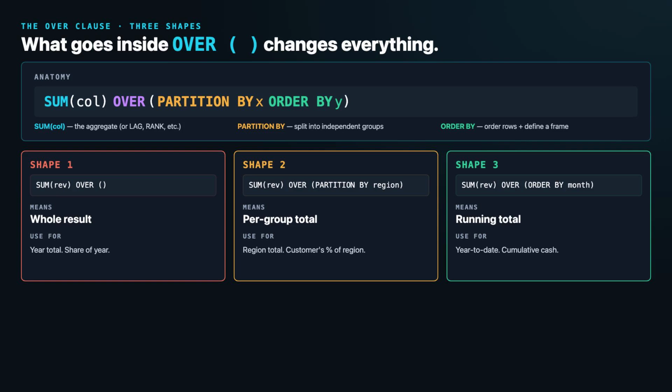Shape 1. Empty parens. The window is the whole result set. Use it for year totals and share of year. Shape 2. PARTITION BY a column. The window splits into independent groups, 1 per value of that column. Use it for per region totals or share of group.